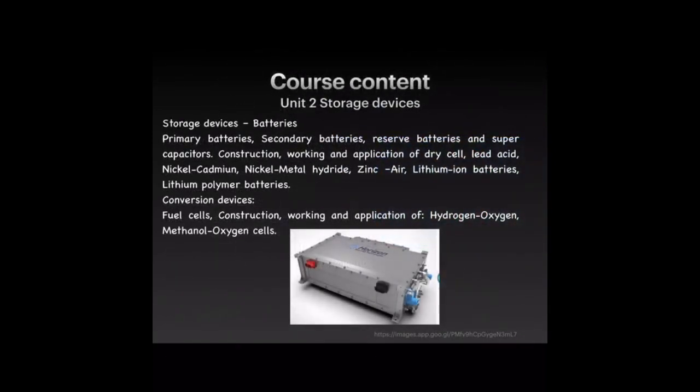Second unit is storage devices and conversion devices. In storage devices, we will study about batteries. We will study differences between primary and secondary batteries, construction, working principles, properties, advantages, disadvantages of both primary and secondary batteries. We will also study about the conversion devices such as fuel cell, how to construct a fuel cell, what is the working principle behind the fuel cell, what are the advantages and disadvantages of fuel cells. Also, we will study the differences between a battery and a fuel cell.